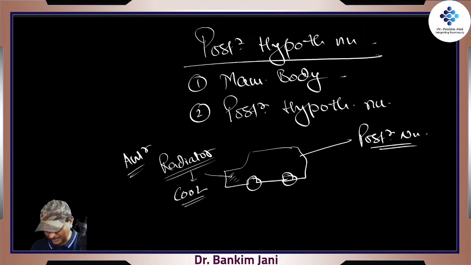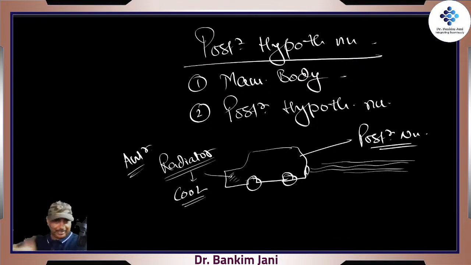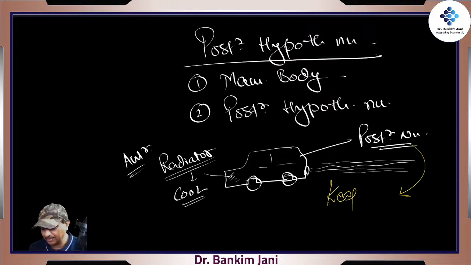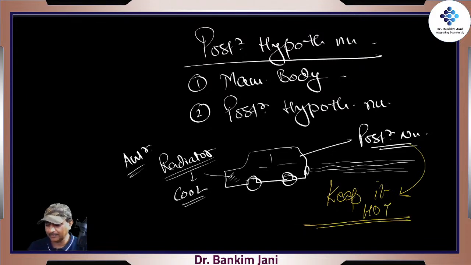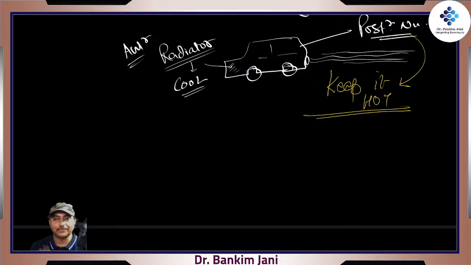Because this is like that turbo, right? So when we deploy the turbo, flames come out, at least in games, so we do this. So here, the function of the posterior nucleus is to keep it hot. That's the function, keep it hot, right?